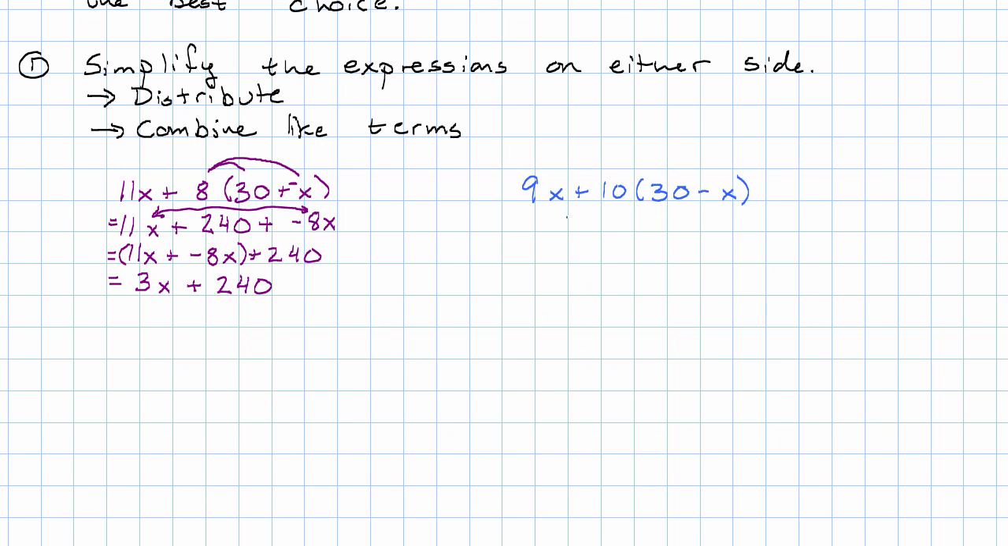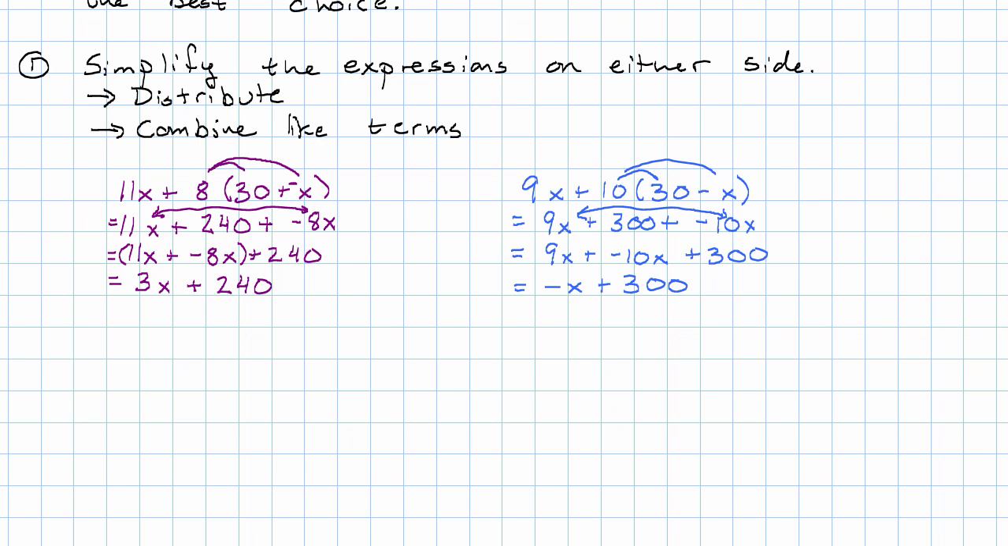Simplifying the expression on the right, again, first I'll use the distributive property. 9x plus 10 times 30 is 300, plus 10 times negative x is negative 10x. And now I want to combine the like terms. I have 9x plus negative 10x plus 300, or negative x plus 300.